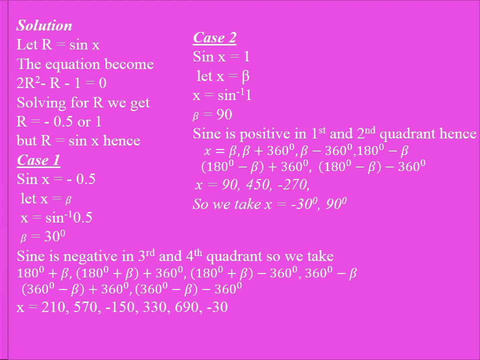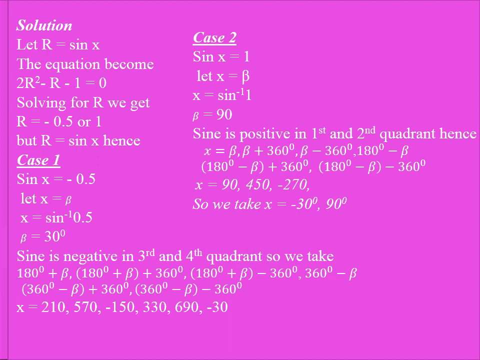We are going to take this as a quadratic equation. So we are going to let r be equivalent to sin x. When we replace for sin x, we are going to get the equation 2r squared minus r minus 1 equals 0. When we solve for r, we are going to get r is negative 0.5 or 1. But we know that r is sin x. Hence, we can start by considering sin x equals negative 0.5.